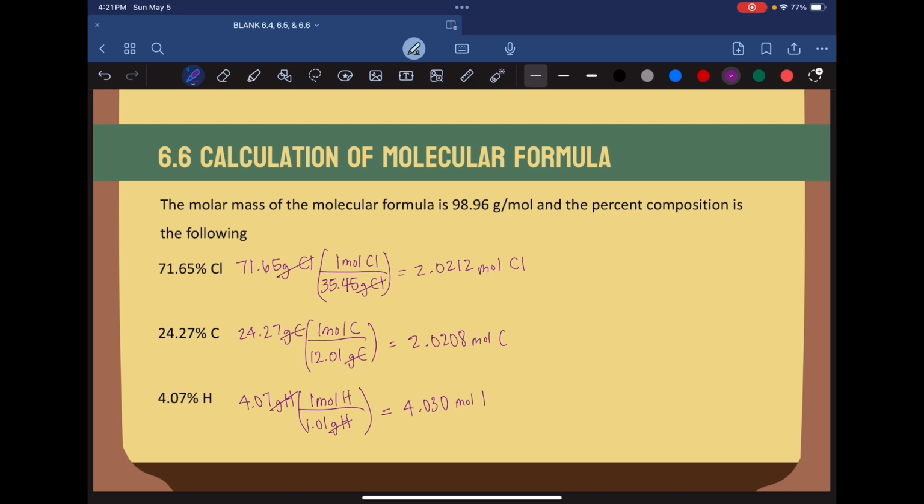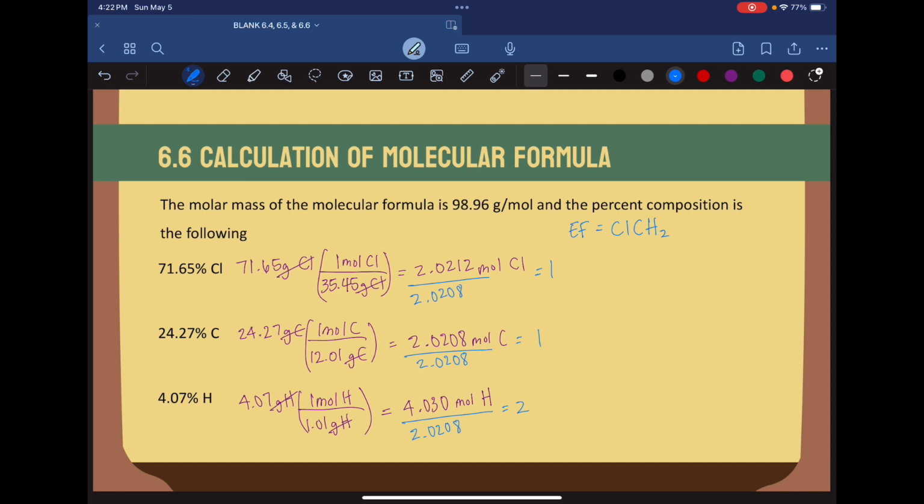moles of hydrogen. The next step is to divide by the smallest number, which happens to be the amount of moles in carbon. So divide by 2.0208, 2.0208, 2.0208. This is practically 1, 1, and 2. So we have our empirical formula, which is your EF, which is ClCH2.